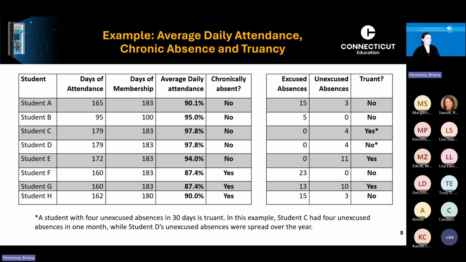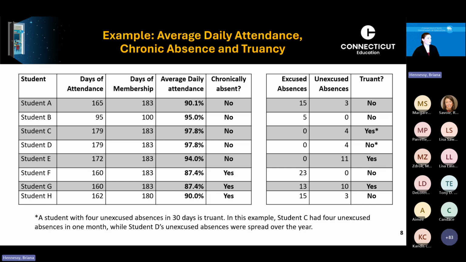So in this example, student A is enrolled in school for the entire school year, 183 membership days. They have 15 excused absences, 3 unexcused absences. The overall attendance rate is 165 over 183, which is 90.1. So they're not chronically absent. And based on the pattern of excused and unexcused absences, they're not truant. Student B enrolls partway through the year, so they only have 100 membership days. They attend 95 of them. All the absences are excused. They're not chronically absent. They're not truant.